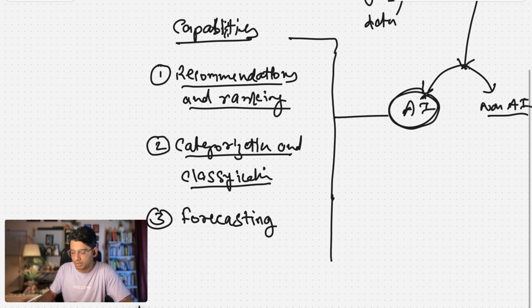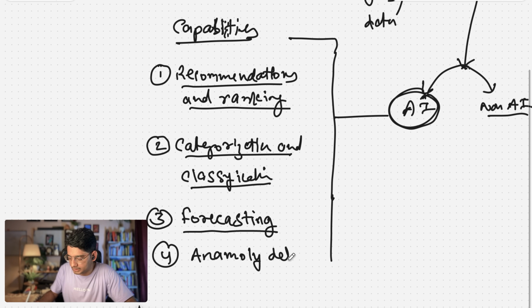Forecasting means your AI is going to predict the next set of data that is not available yet. For example, forecasting the weather, forecasting the sales, forecasting what could be your revenue in the next 1 year or 2 years. So that is something that an AI can do based on the past patterns and other inputs that you give.